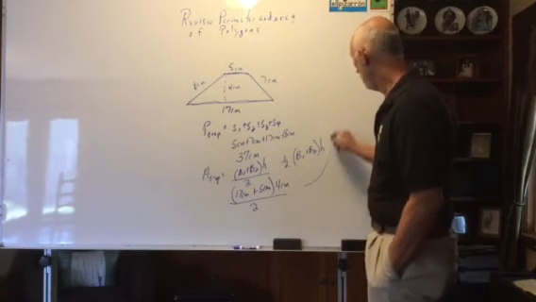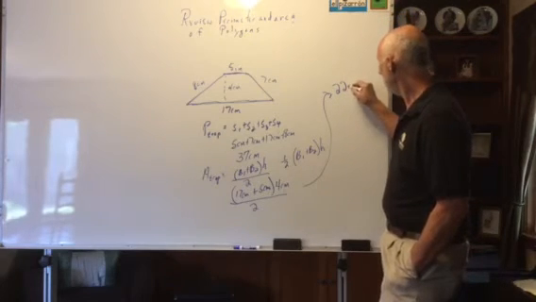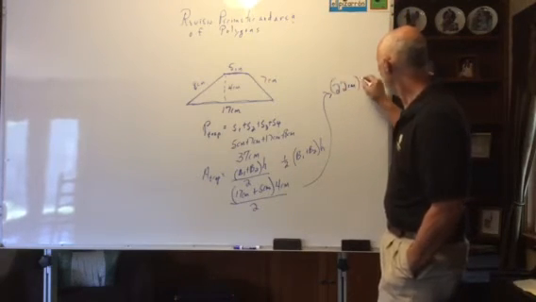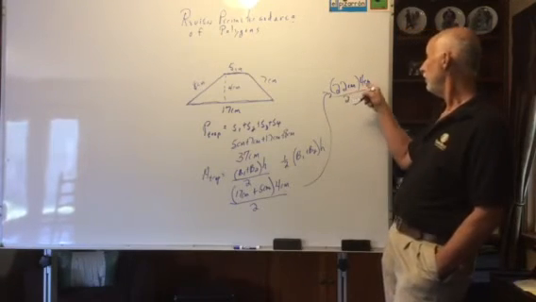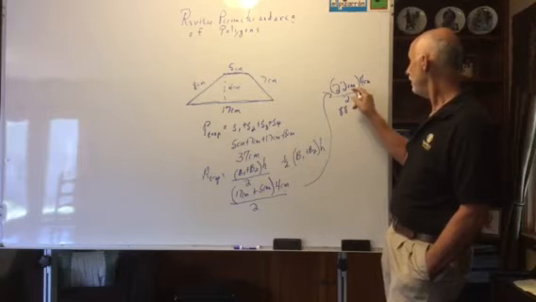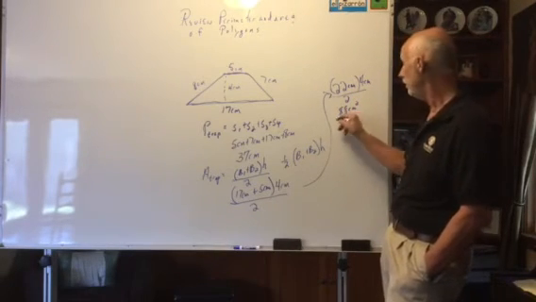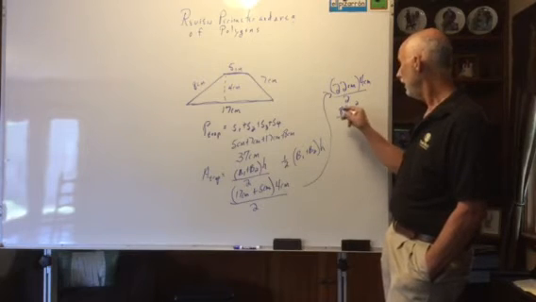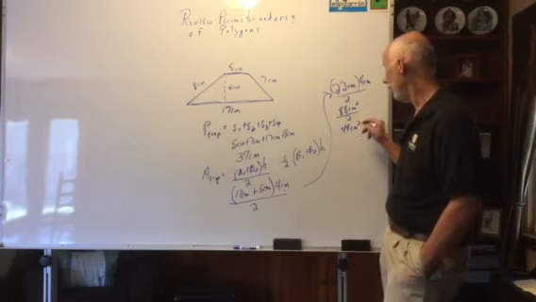We'll have to go up here with it. 22 centimeters times 4 centimeters divided by 2. 22 times 4 is 88. Centimeters times centimeters is centimeters squared, or square centimeters, divided by 2. And 88 divided by 2 is 44 centimeters squared.